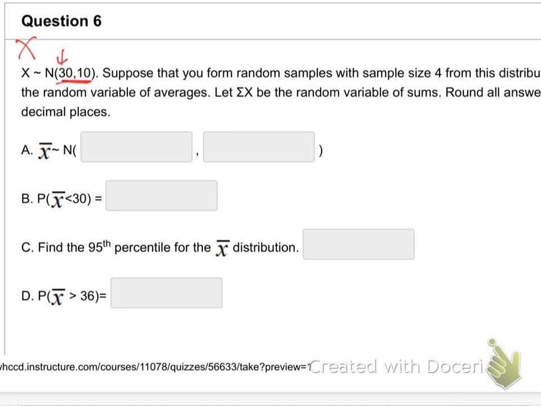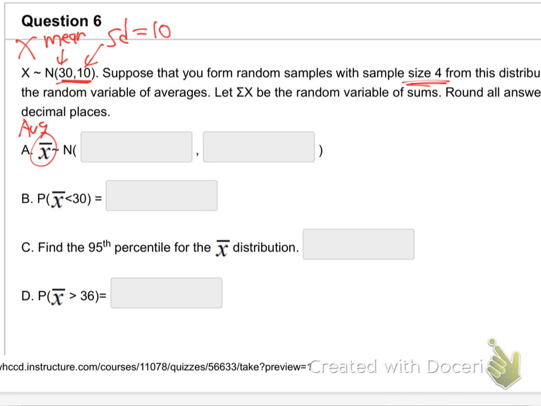This must be the mean. Remember, the first number is always the mean. And that must be the standard deviation. So that's what they're telling us. And then they're asking us questions about x bar, the average, right? The average of groups of how big? 4. Groups of 4. Sample size 4.